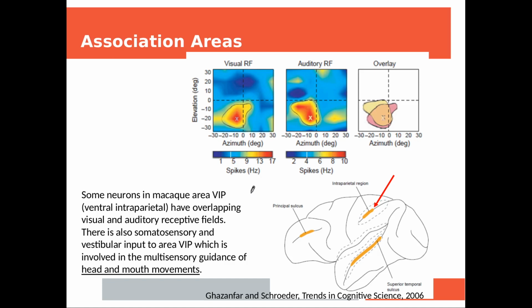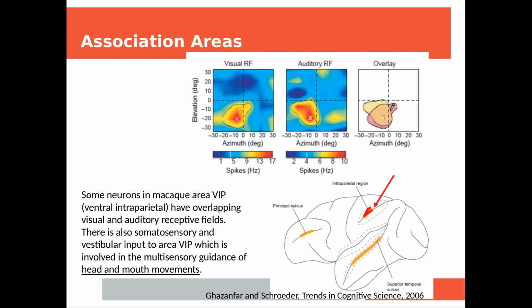And there is evidence that shows that this happens. For example, there are neurons in macaque VIP, the ventral interparietal area, that have overlapping receptive fields for auditory and visual inputs. And in VIP there's also some somatosensory and vestibular input, which might be guiding head and mouth movements or something like that.